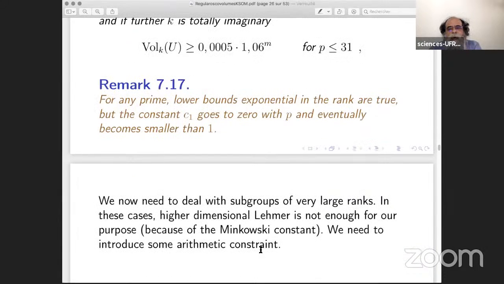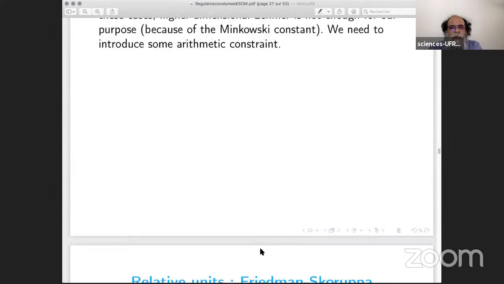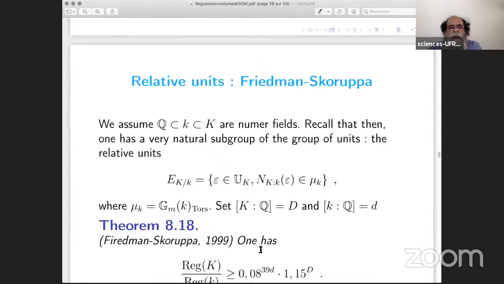So now we want to tackle the case of subgroups which are of very huge rank. The rank is very close to the maximal one. In that case, we need to throw in some arithmetic constraint to beat this m log m factor, and you turn to relative units. So you go back to an old result of Friedman and Skoruppa, which tells you that if you have a tower, K inside big K, then you have a natural subgroup, which is huge, which is those units for which the relative norm is a root of unity.